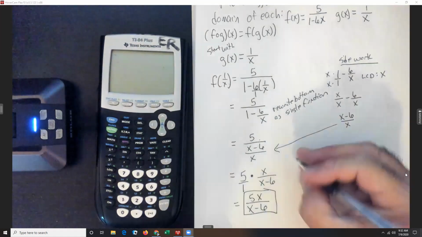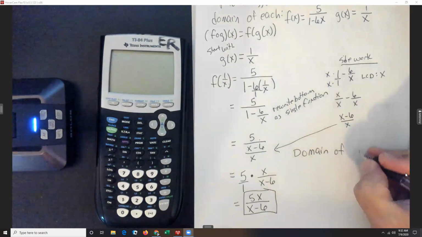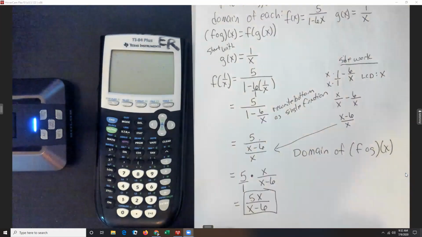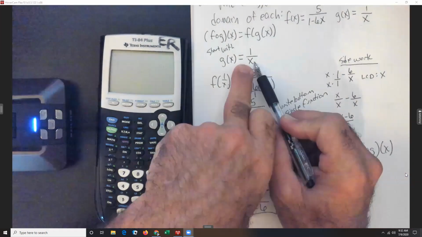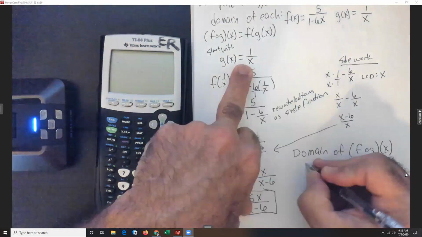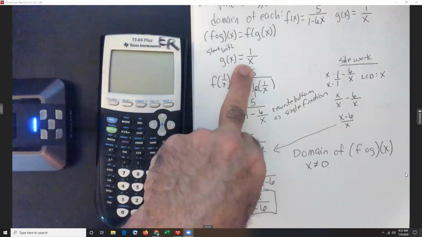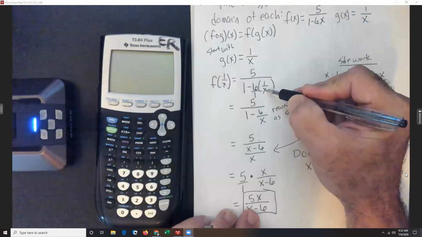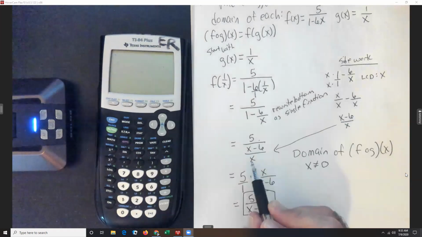But here's what we want for this. We want the domain of f of g of x. So notice right here, when I first started, I got a situation with an x under here. So I know at that point, x cannot equal 0. Take the bottom and set it not equal to 0. So I'm good there when I applied it, and I'm good here, still can't be a 0. I'm good here, still can't be a 0.